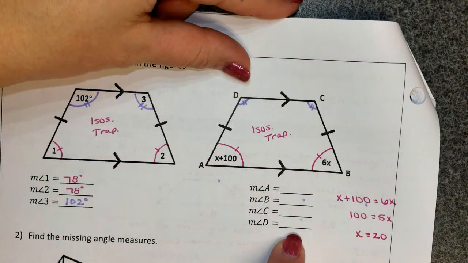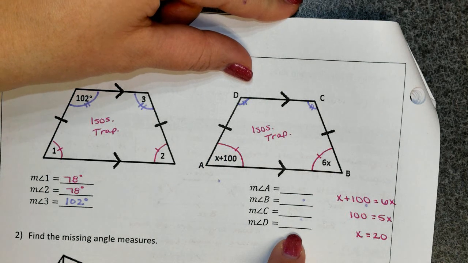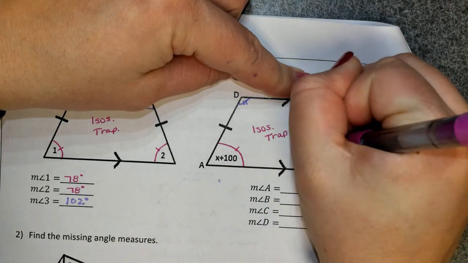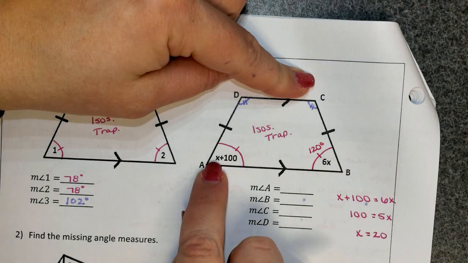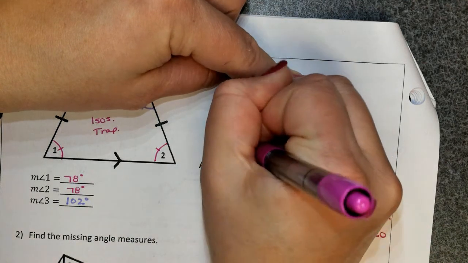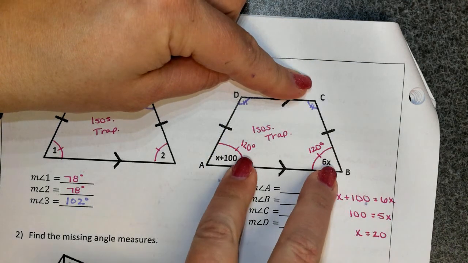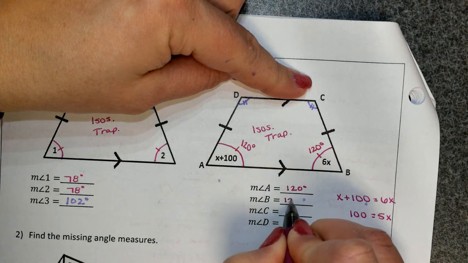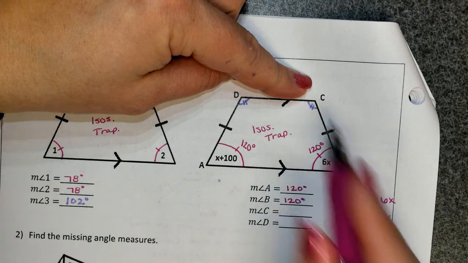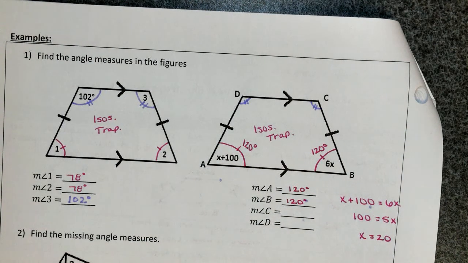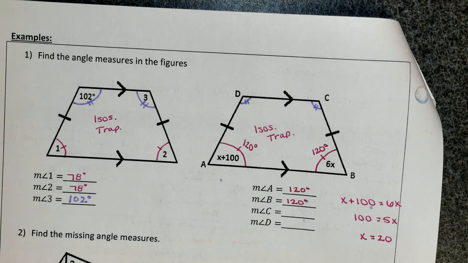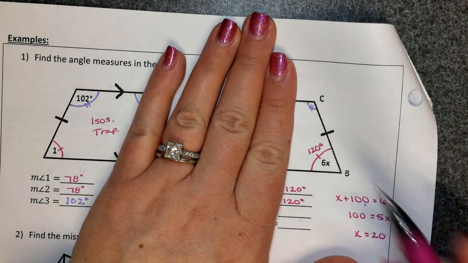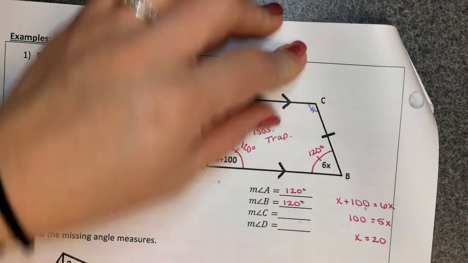Okay, so which angle is 20 then? None of them. I have to plug it back in. So 6 times 20 is 120 here. Check it over here. Is 20 plus 100 120? Are these supposed to be the same? Yes. So the measure of angle A is 120 degrees. The measure of angle B is 120 degrees. The measure of angle C, okay, so how then can I find the measure of angle C? Yeah, these two have to be supplementary, so do 180 minus the 120, and what are we left with? 60.